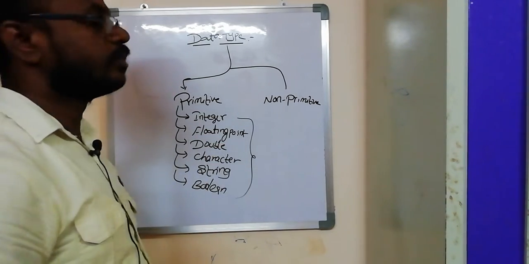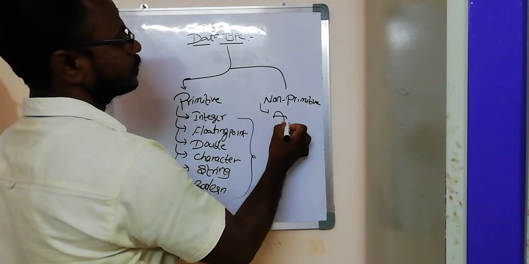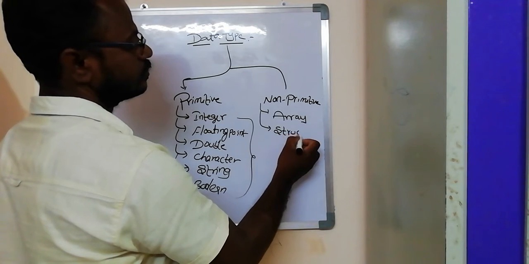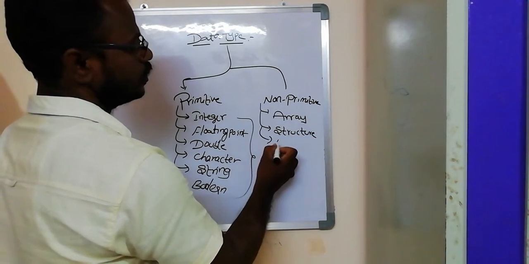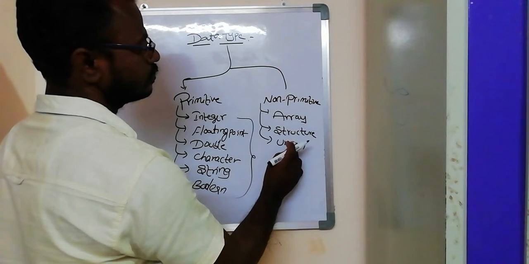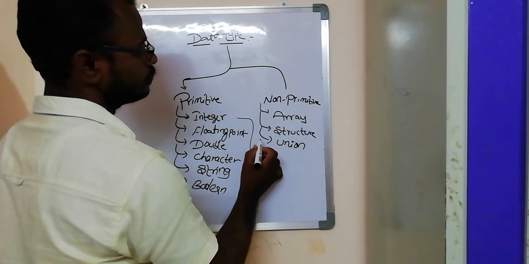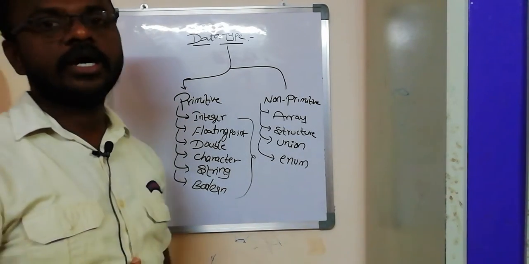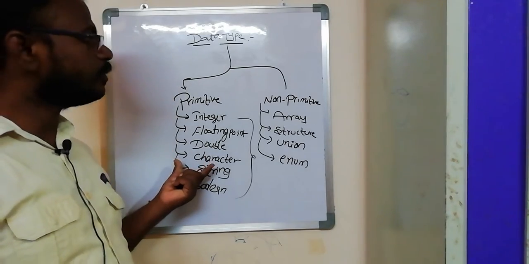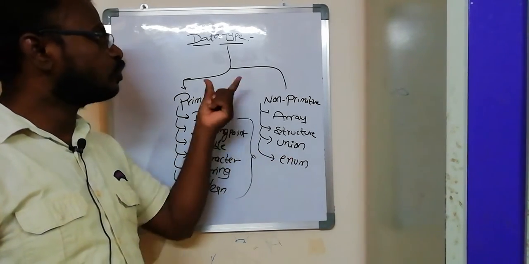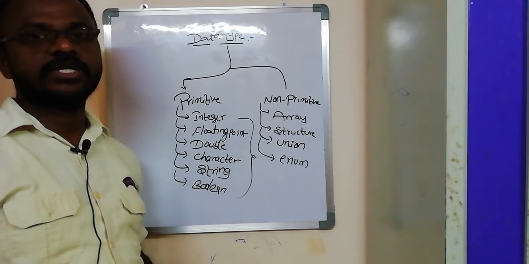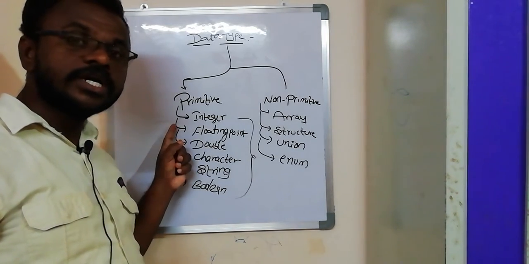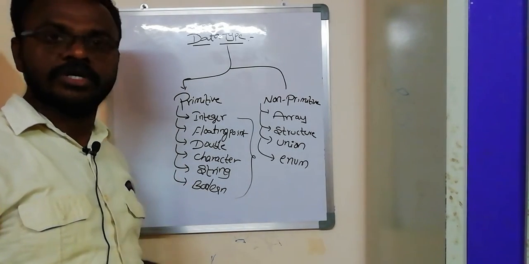The non-primitive data types are array, structure, union, and enum or enumerated data types. These are all non-primitive data types. Primitive data types and non-primitive data types are the two categories in the data type section of C programming. Now, first of all, one by one, we will discuss the integer data type, and I will discuss the remaining data types one by one.